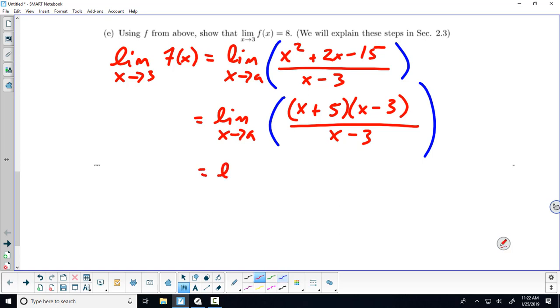Further working inside this limit, we notice that these two factors can reduce out. That's nice. Sometimes that'll happen.